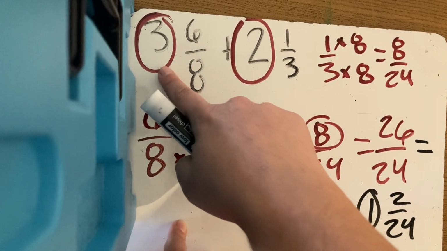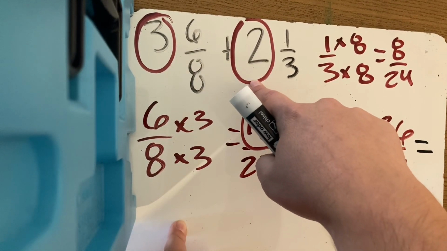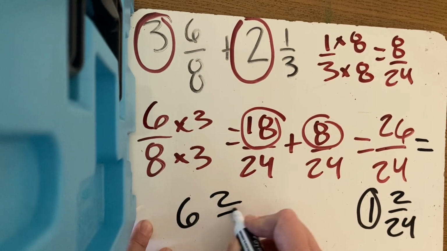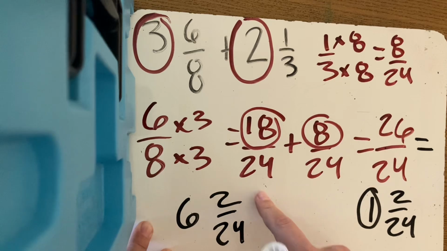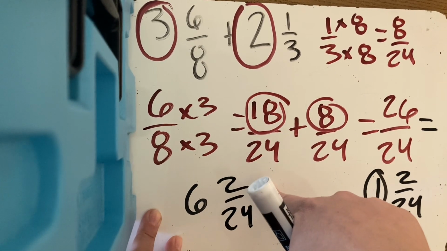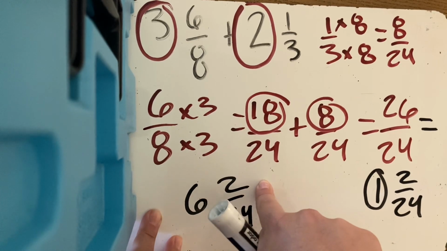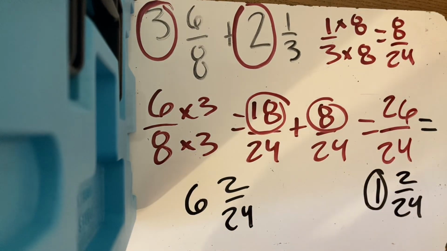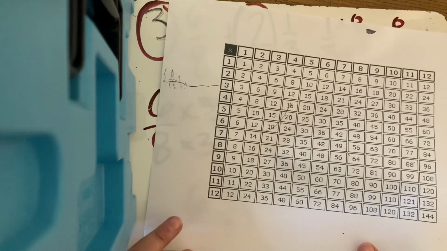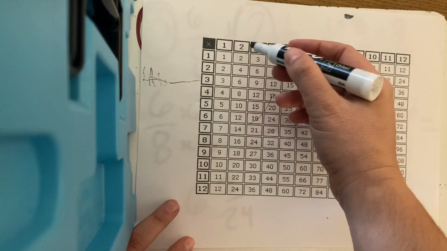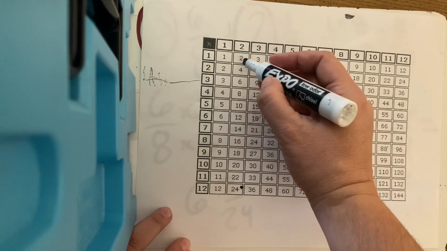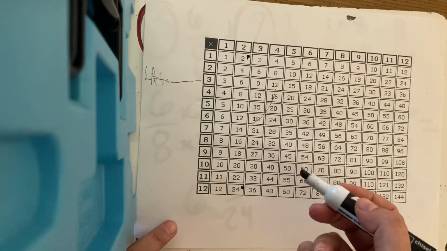So now I have 3 plus 2 is 5, plus 1 is 6. So that's 6 and 2 over 24. But I still have one more step. If this top number is not 1, you always need to check and see if you can simplify. So if I look at my multiplication chart and I look in the 2's, I do see both 24 and 2, so that means I can divide by 2.